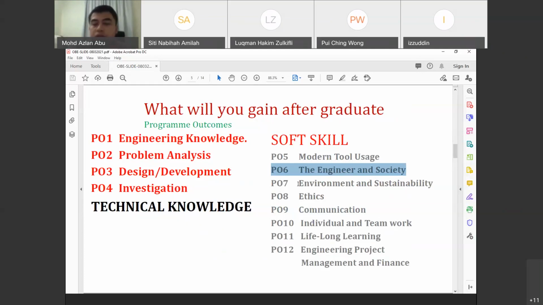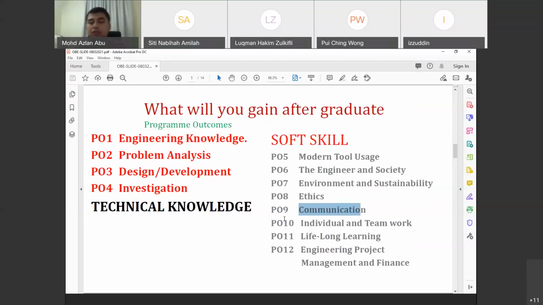PO7, when you do environment and sustainability, for example, you design your IDP based on factors that will contribute to environment and also sustainability. PO8, ethics, when you learn what is good for you, maybe law that you have to remember. PO9, communication skills, you present, you do a project report, you discuss in the classroom, you do problem-based learning, so these fall under communication.